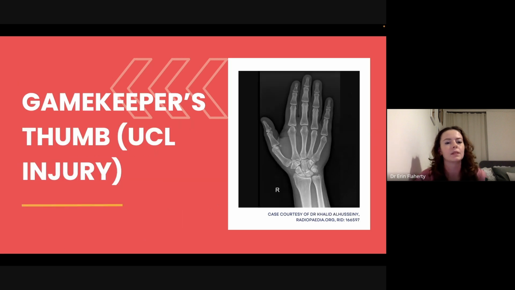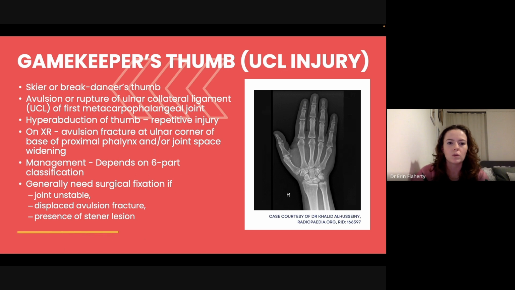Okay, gamekeeper's thumb. So this is your ulnar collateral ligament injury. Gamekeeper's thumb is a bit of an old term for it, and when I was looking it up, it came from when people used to go out shooting, say pheasants, and then used to break the neck of the game. It was that repeated injury that would cause them to have what's called a gamekeeper's thumb.